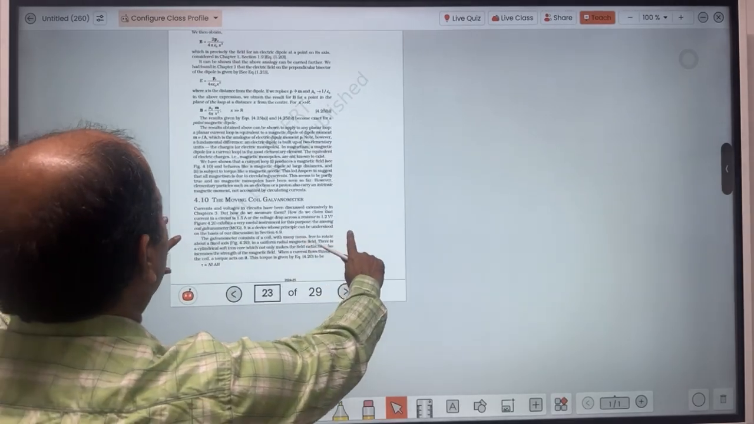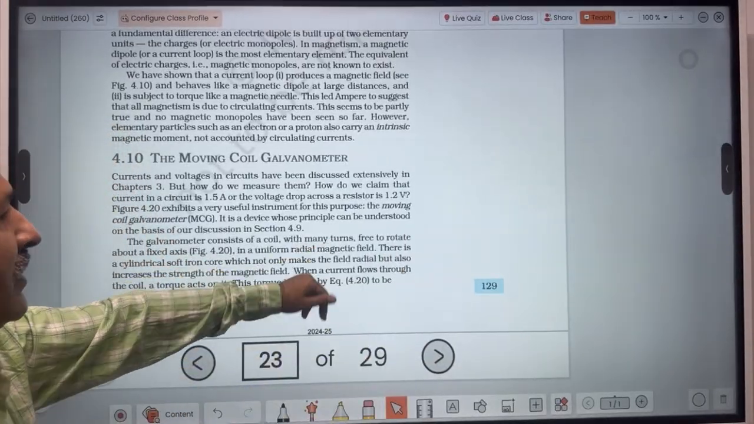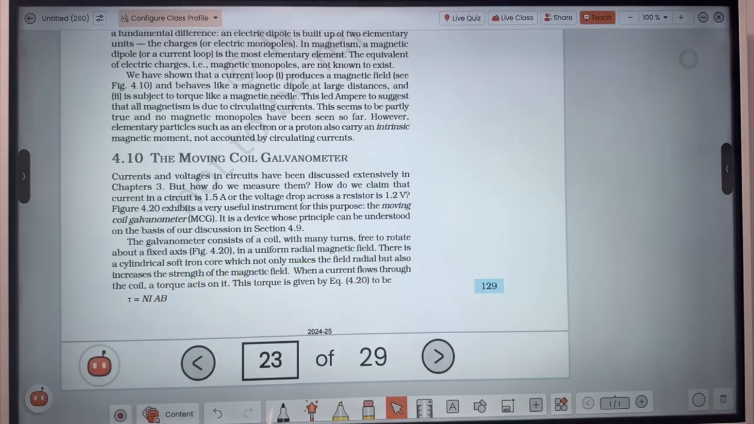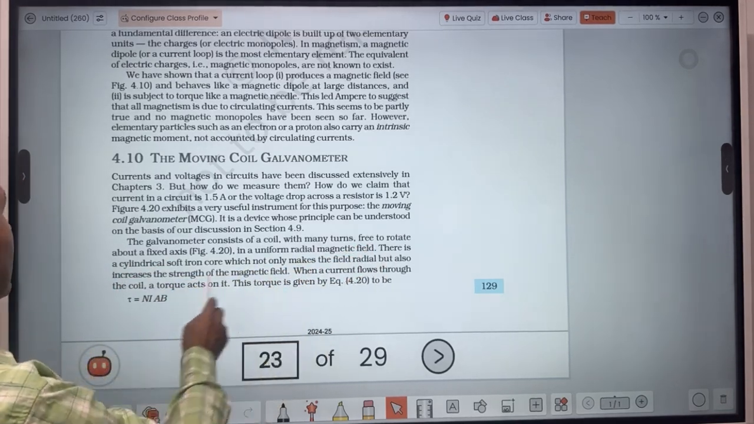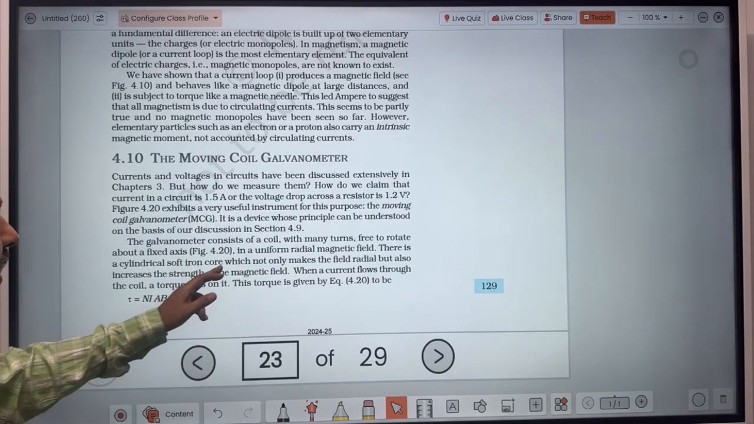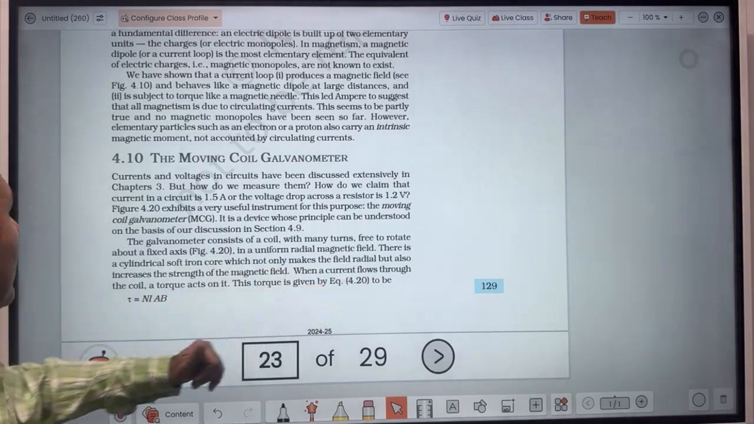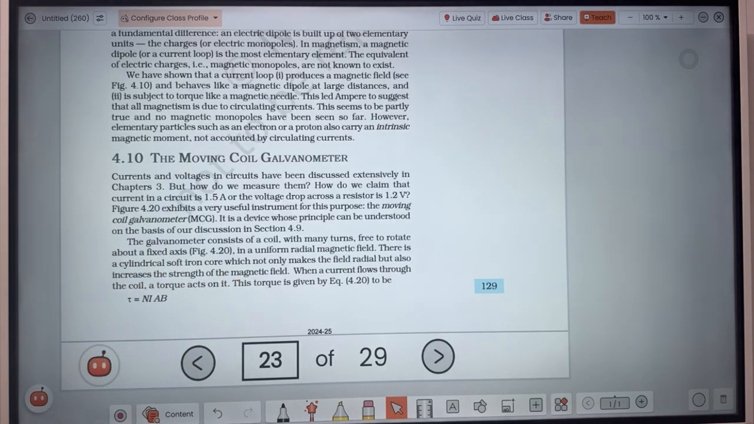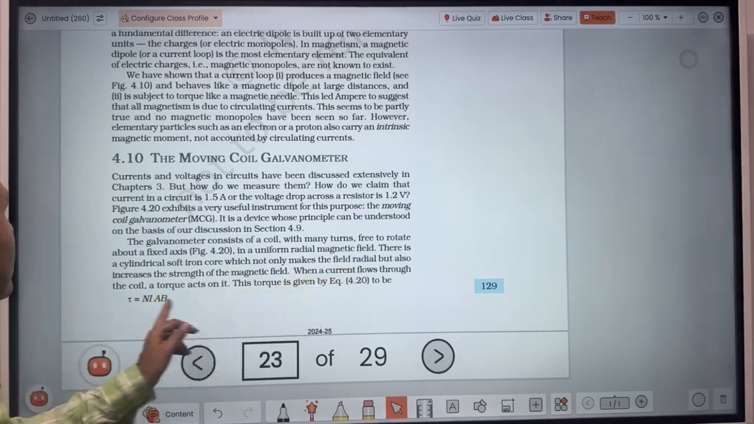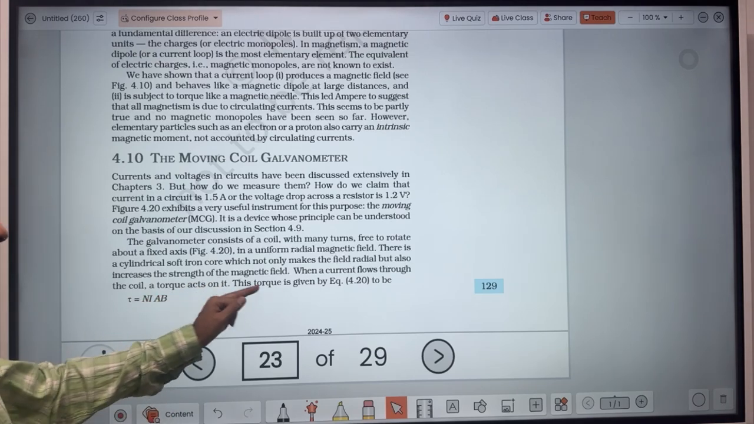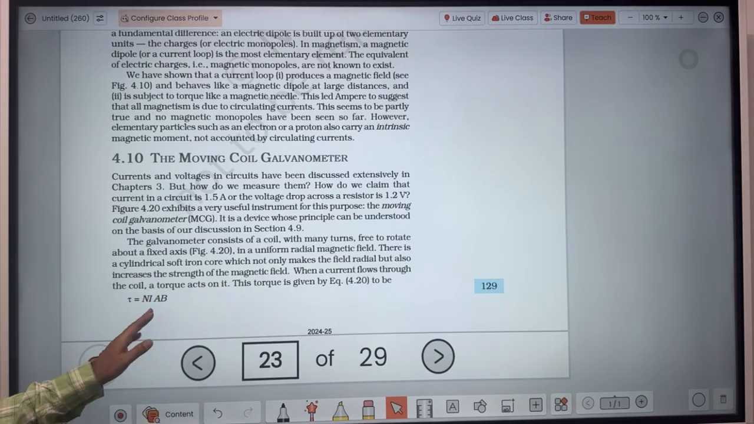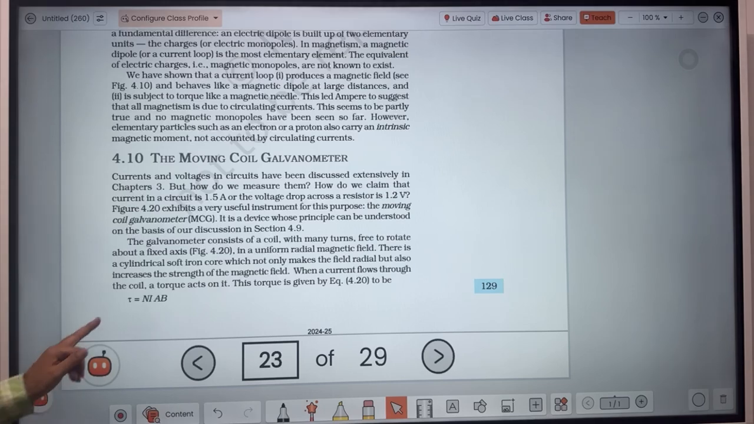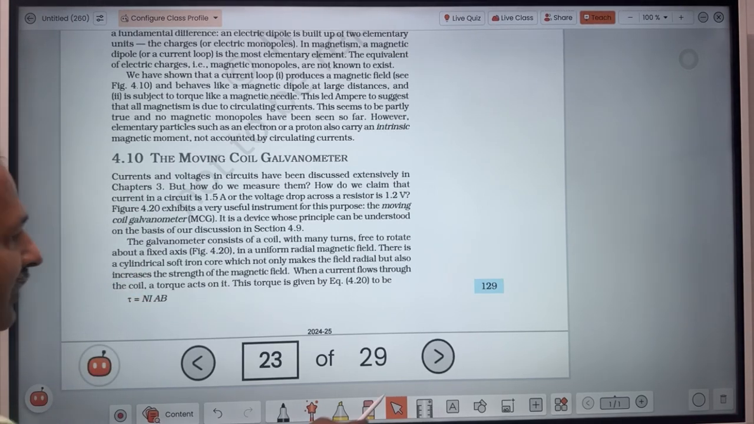So here a galvanometer consists of a coil with many turns free to rotate about a fixed axis. In a uniform radial magnetic field, there is a cylindrical soft iron core which not only makes the field radial but also increases the strength of the magnetic field. So here you should know the purpose of the cylindrical soft iron core, right? Then when a current flows through the coil, a torque acts on it. This torque is given by tau equals NIAB, which you have already studied. Here N is the number of turns, I is the current, A is the area of the loop, B is the magnetic field.